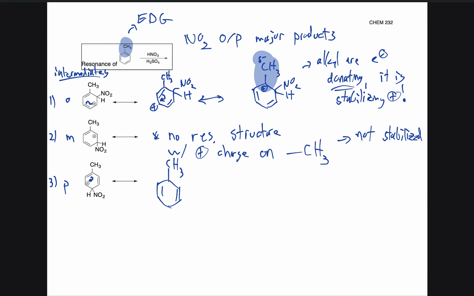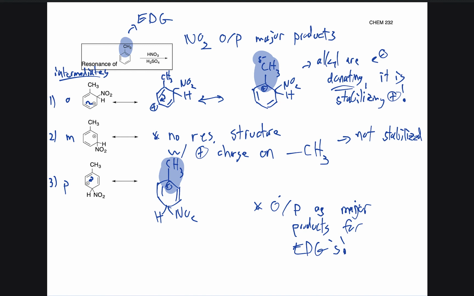We see the CH3 with a positive charge here. And again, we get the stabilization effect, right? Our electron donating group is right next to that positive charge. So this is why we get ortho-para as major products for electron donating groups.